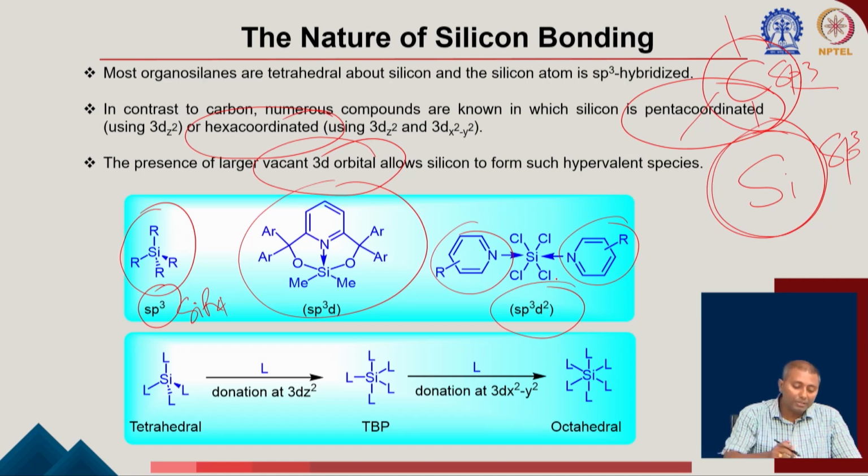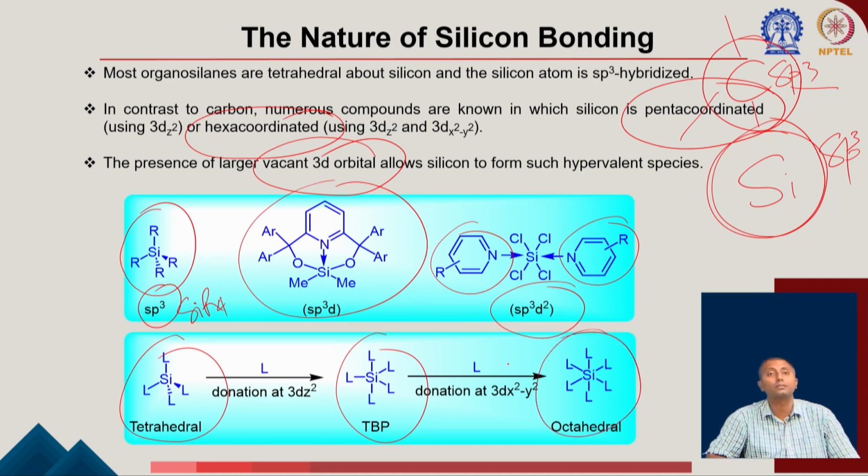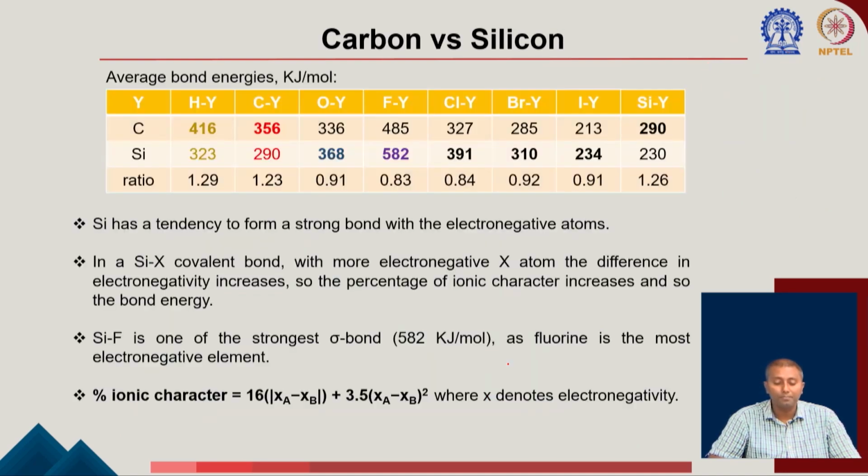So, you can see it was tetrahedral, then a ligand comes in to make it trigonal bipyramidal, and then finally, once you have 6, it is hexa-coordinated, it will be octahedral structures. Okay. So, this is possible with silicon, but not with carbon because of the absence of the d orbital. So, we have learned about the structure. Now about the bonding, whatever bonds silicon forms.